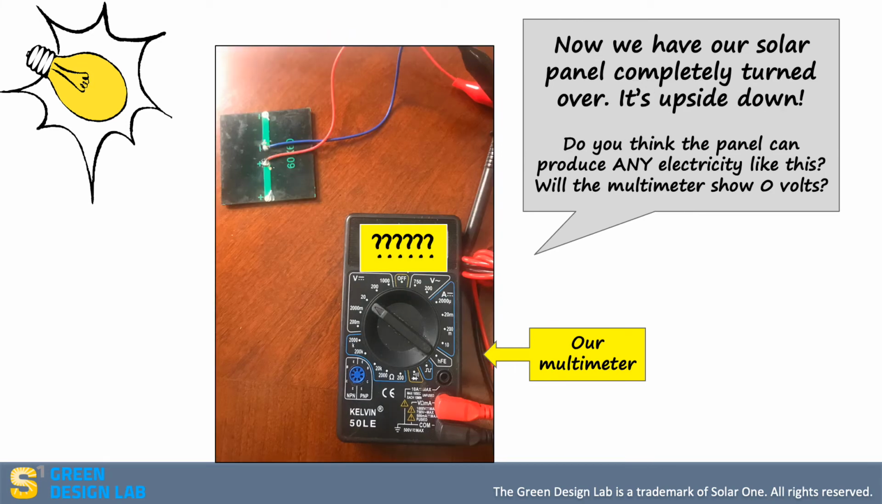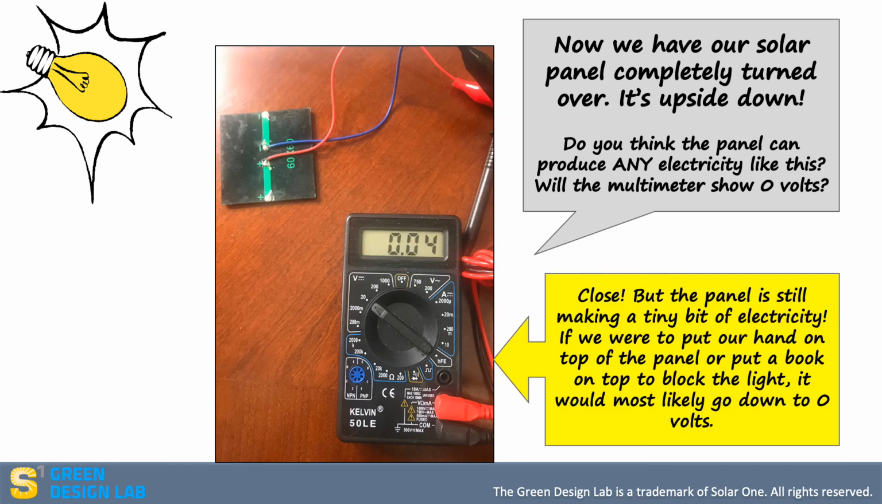Now we have completely turned our solar panel upside down on the table. Do you think the solar panel can still make electricity? Or will our multimeter show a reading of 0? While we are almost at 0, we see the panel is still making a tiny bit of electricity. Had I placed my hand on top of the solar panel or placed a book on top to block more of the light, then maybe we would have gone all the way down to 0.